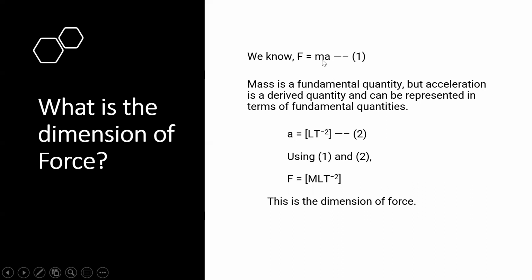Now we put these quantities in this equation. So using 1 and 2, we will get F is equal to, for M, we have put the dimension capital M. And for A, we have put L T raised to -2. Note, whenever we are expressing the dimensional formula, we always put a square bracket. Not the curved brackets, always the square bracket. So we got the dimensions of force. This is the dimension of force. I hope it is clear. So similarly, we can find the dimension of any physical quantity if you know its basic equation.